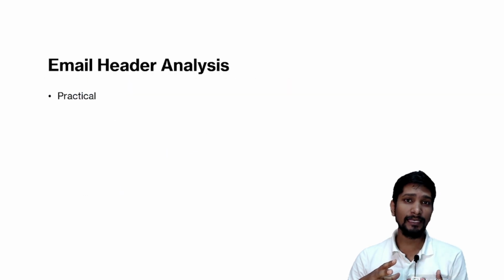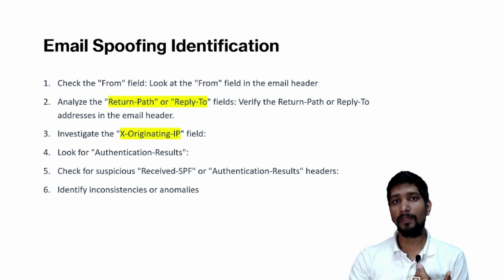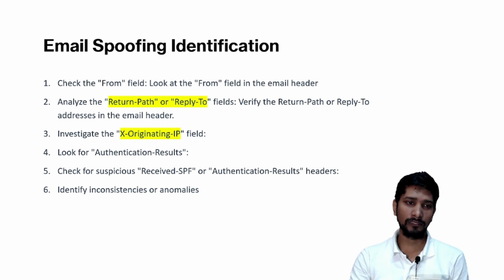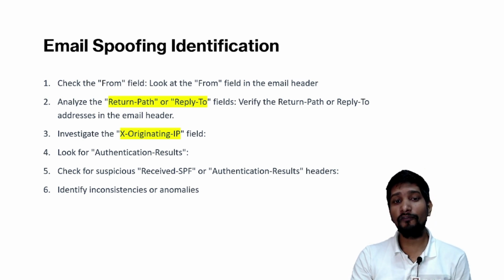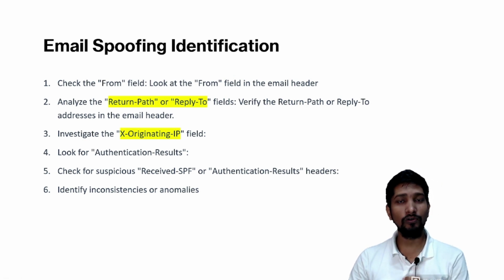And the second thing is the practical one, how we actually have to analyze. So if you can see, the first thing is email spoofing identification. What do you need to check? For the first one, you have to check the From field, which I have marked in yellow, and the Return-Path or Reply-To. This is very important, and I'll show you how to check it.